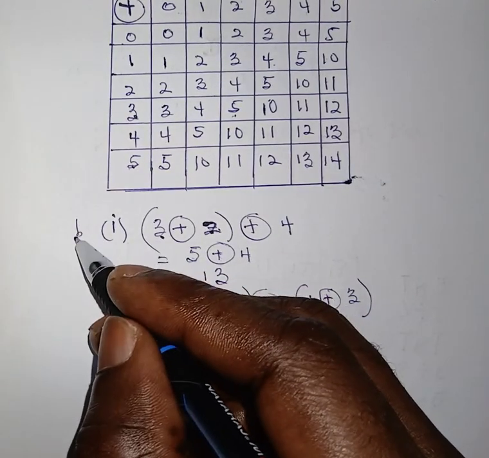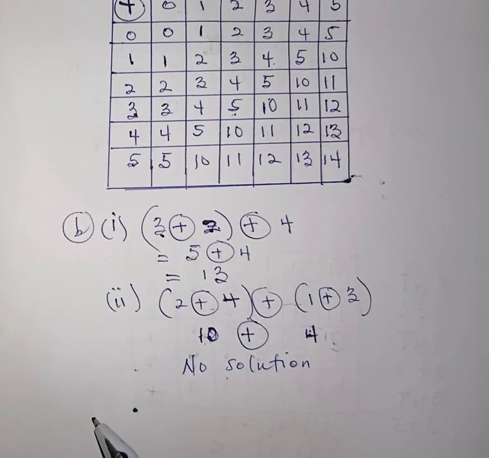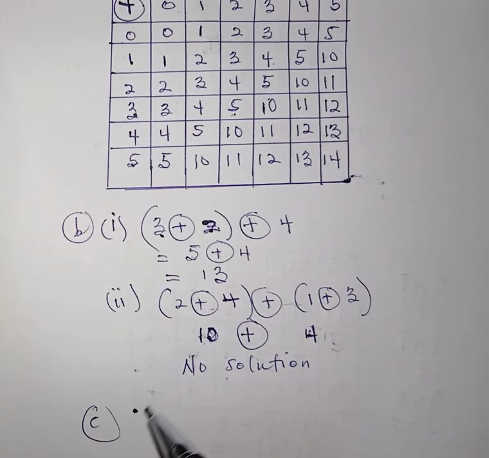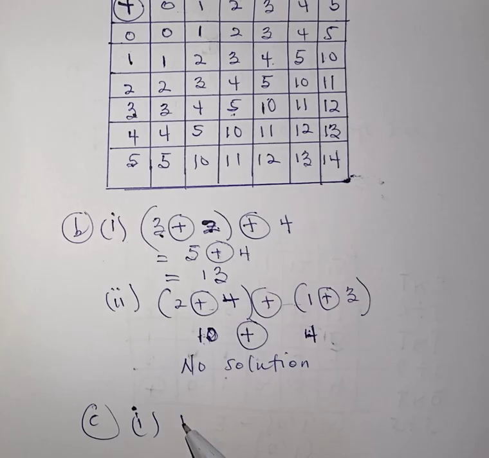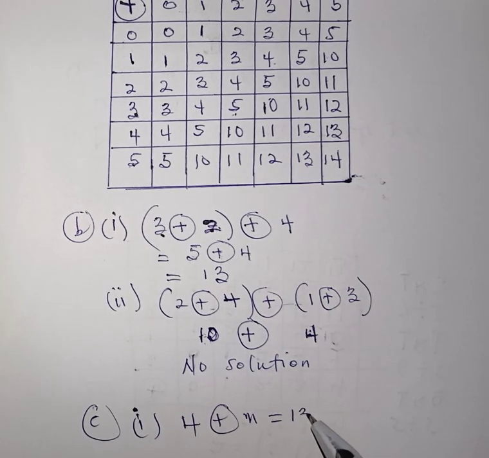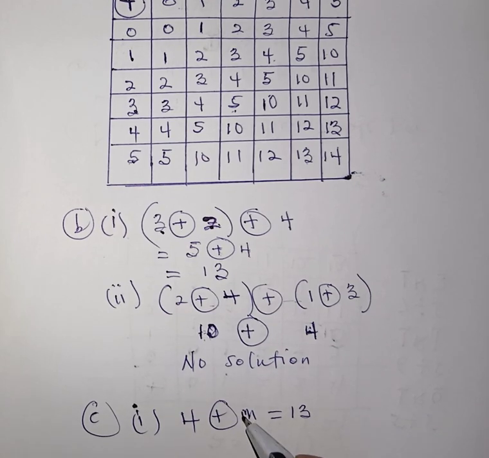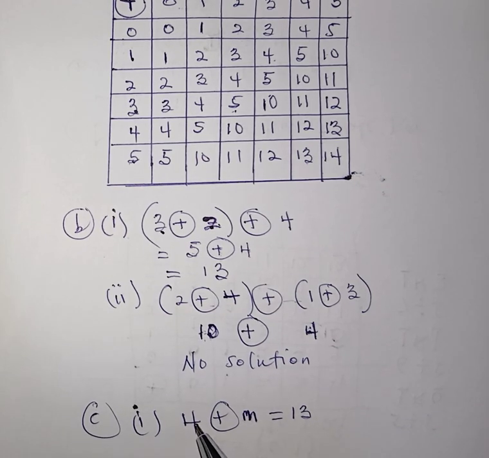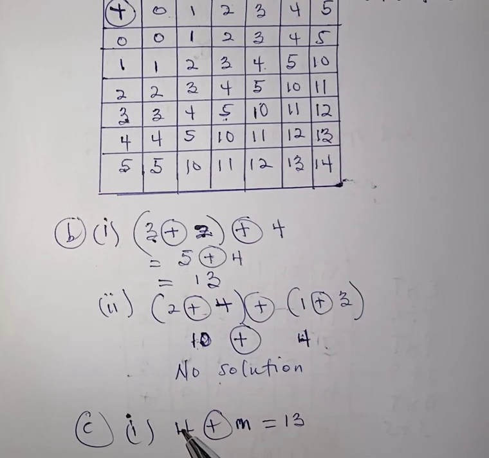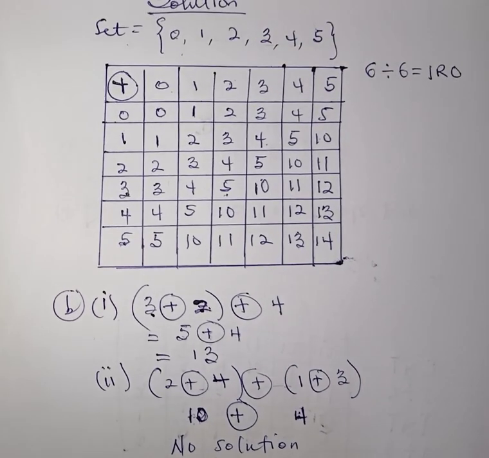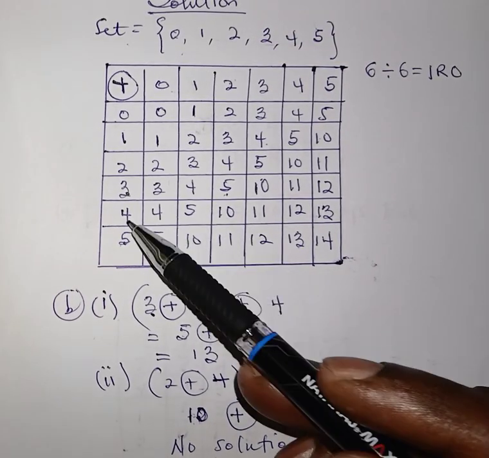C. So this is B. Okay, and then the C. So for the C(i), we have to use the table to solve 4 plus M is equal to 13. So it means that we are looking for the value of M. So in this case, if you want to use the table, then it means that when you add 4 to a certain number in the set, you must get what? 13.